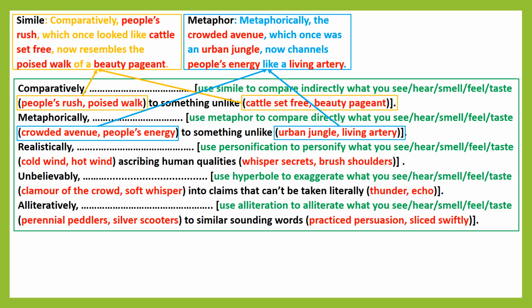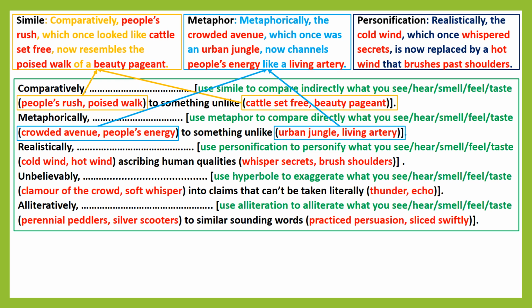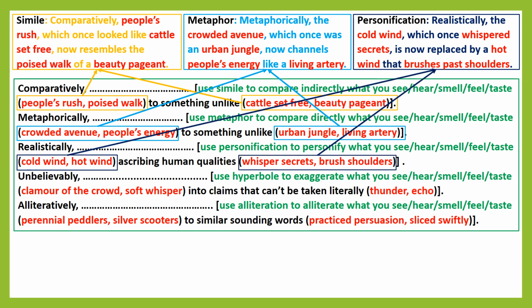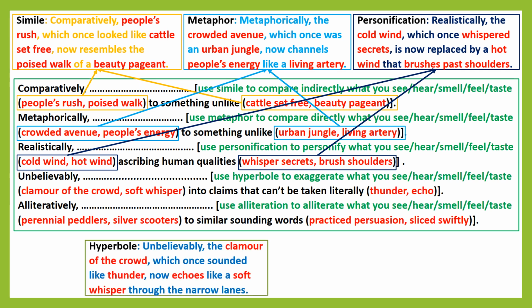Use personification to personify the wind in the street then and now. Ascribe the human quality of whispering secrets to the cold wind, and contrast this with the present by giving the hot wind the human action of brushing shoulders. Use hyperbole to exaggerate the human voice in the street then and now. Describe the clamor of the crowd as thunder, and contrast this with the present by portraying a soft whisper as an echo.